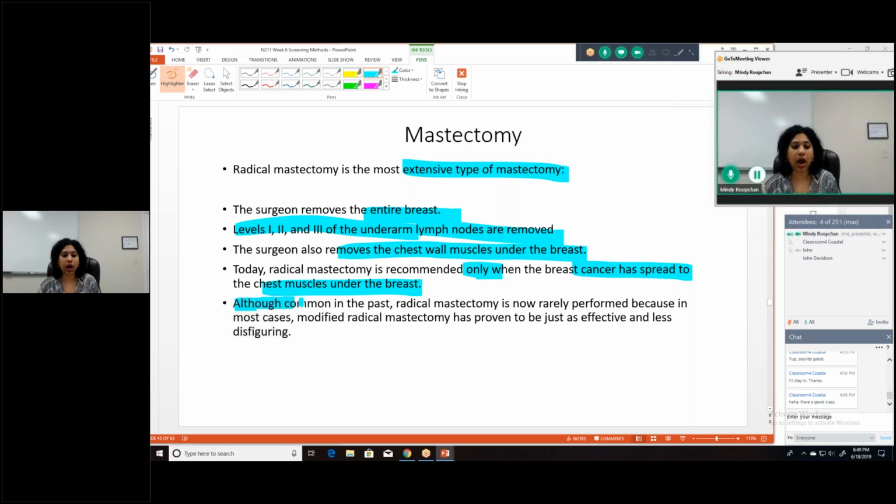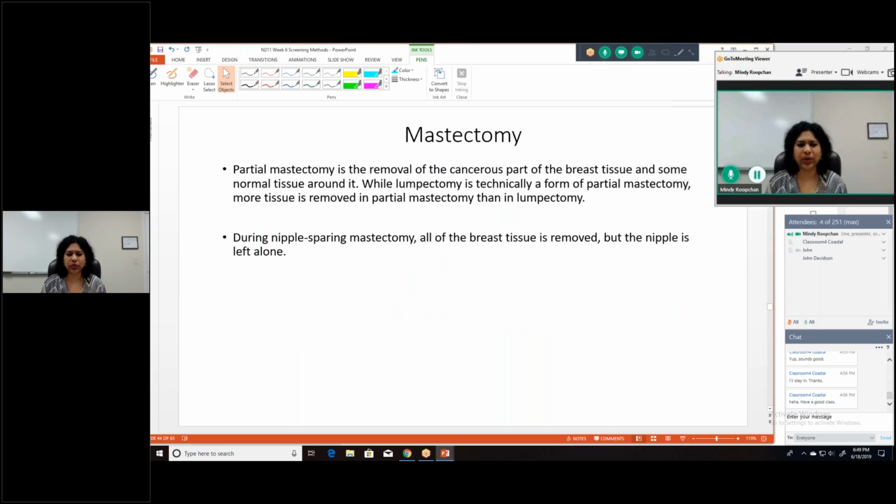Although common in the past, radical mastectomy is now rarely performed, because in most cases, modified radical mastectomy is proven to be just as effective and less disfiguring. Remember, you're taking care of someone, you're altering their body, so you're trying to still keep in mind Maslow's and what we're trying to do, and think of the physical as well as the psychosocial.